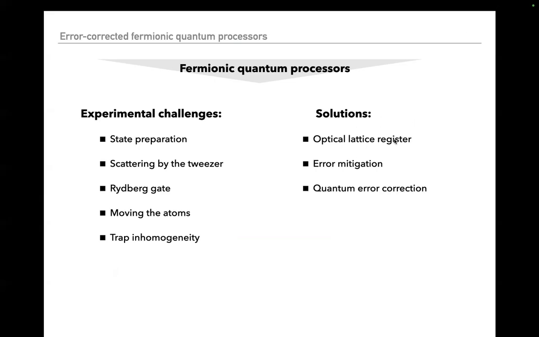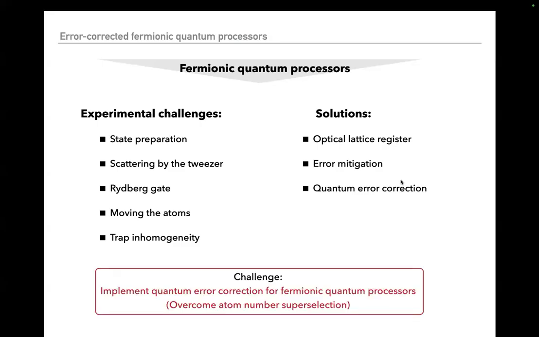Another idea is to use an optical lattice as a register. Typically, an optical lattice can be held more stable than tweezers, which can have mode-to-mode fluctuations. So there are a lot of hardware optimizations that you can do. At the end of the day, you would nevertheless probably need something like quantum error correction to really make these computations scalable. So the challenge that we set out to do is the question of how to implement quantum error correction for such fermionic quantum processes.